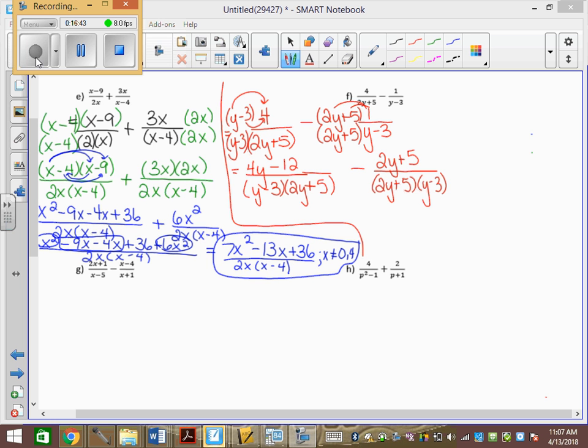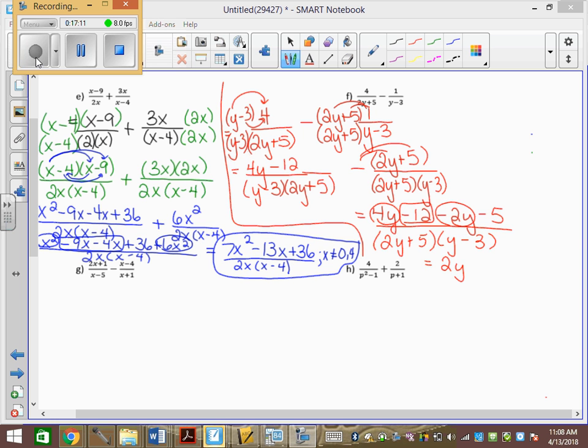I just do it one step. Yeah, it will be. So then we're getting 4y minus 12 minus 2y minus 5, because you have to subtract both, over 2y plus 5, y minus 3. Collect like terms. 4y minus 2y is 2y. Negative 12 minus 5, negative 17, which I can't GCF or do anything to. 2y plus 5, y minus 3.